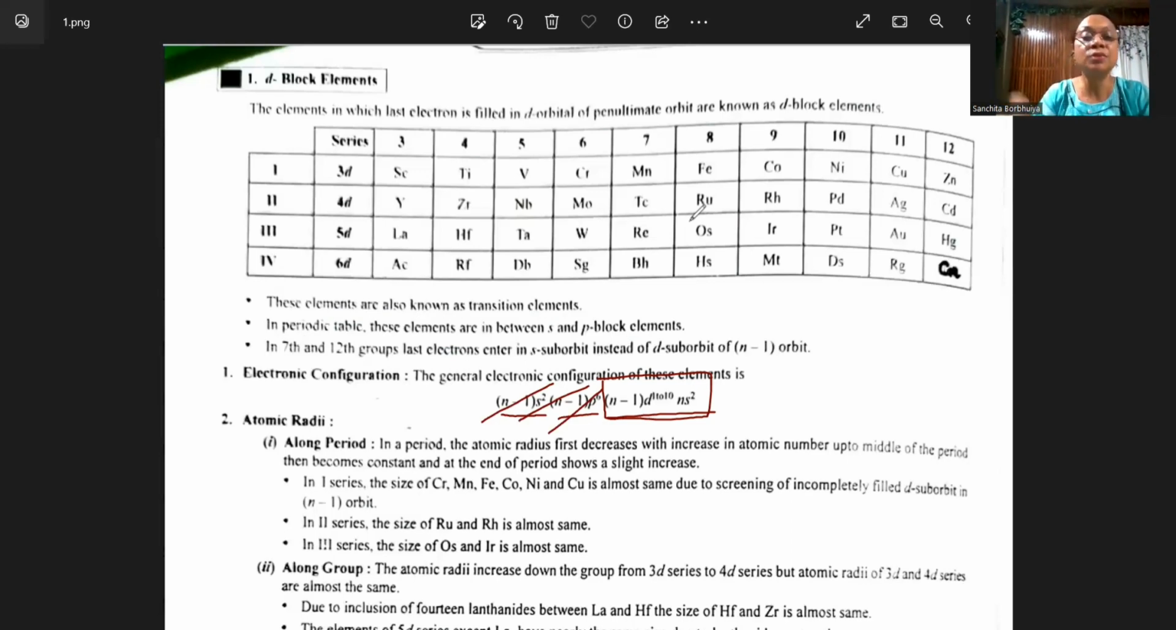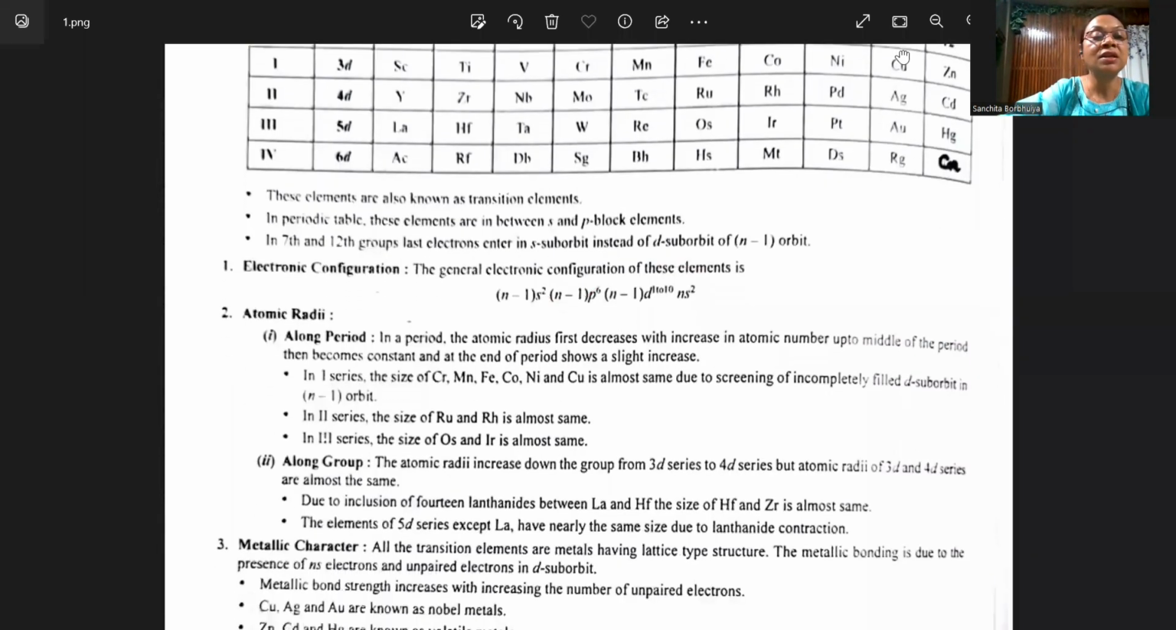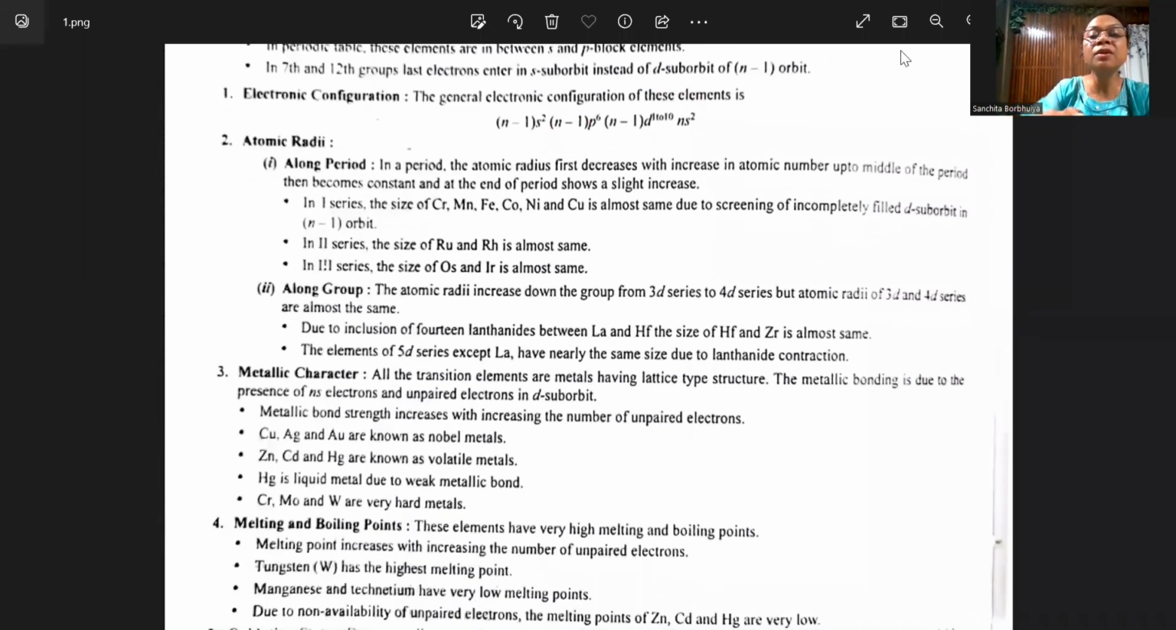Going on to trends. If we speak about atomic radii in a period, the atomic radius first decreases with increase in atomic number up to the middle of the period, then becomes constant, and at the end of the period shows a slight increase. For example, in the 3D series, zinc shows a slight increase in radius because of the fully filled D subshell and interelectronic repulsion.